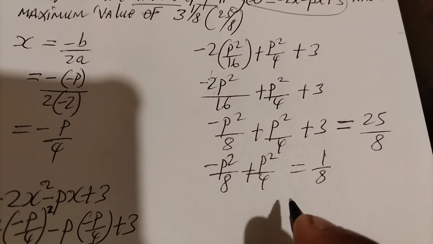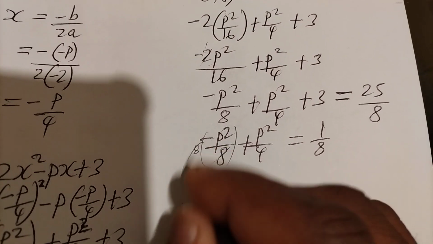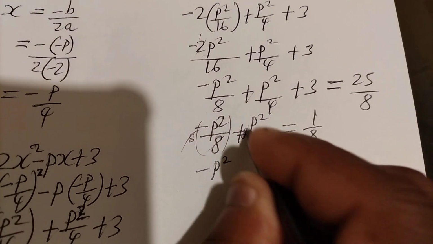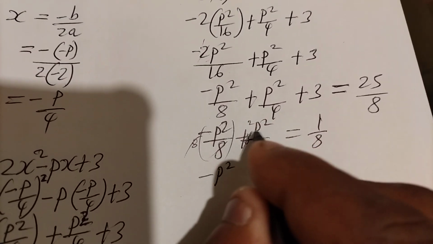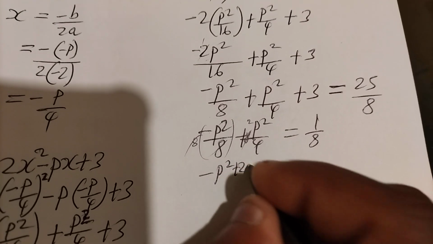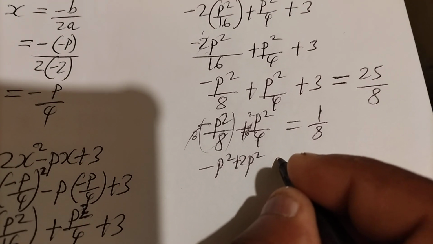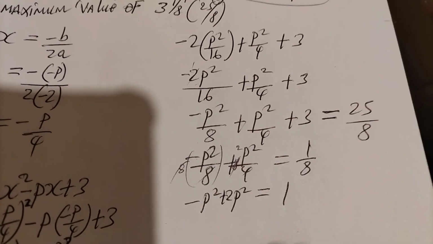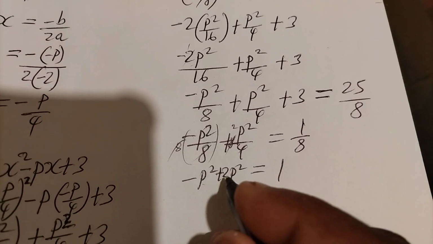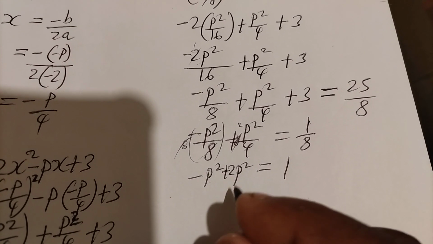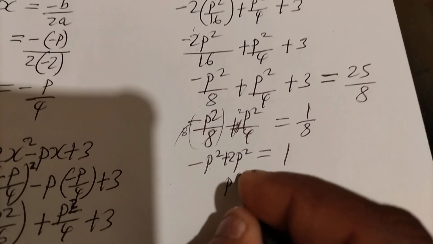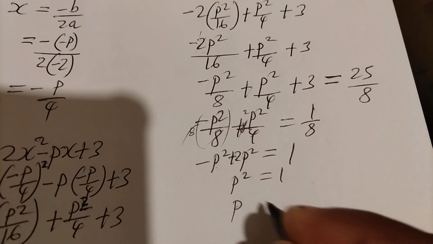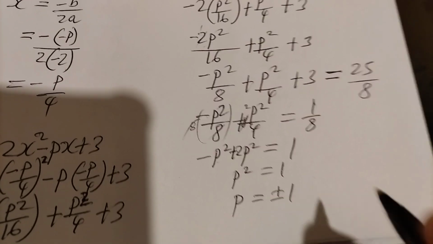We can then use the LCD here. This 8 will cancel out. We get a -p², and then 4 into 8 will go 2 times. Then we multiply that, which should give us plus 2p². And then, of course, 8 and 8 will cancel, then we get a 1. If we add this, you get p², which equals 1. So obviously, if we're looking for the answer for this, p is plus or minus 1. Done.